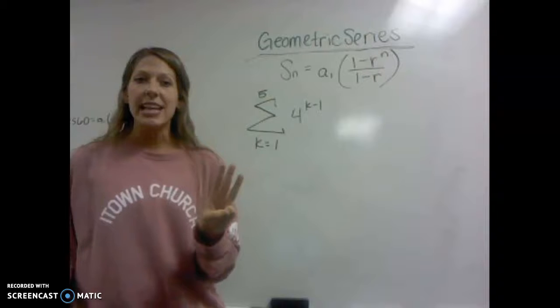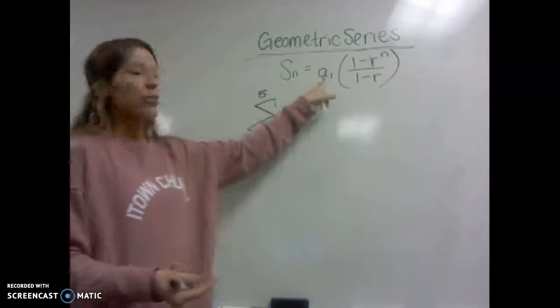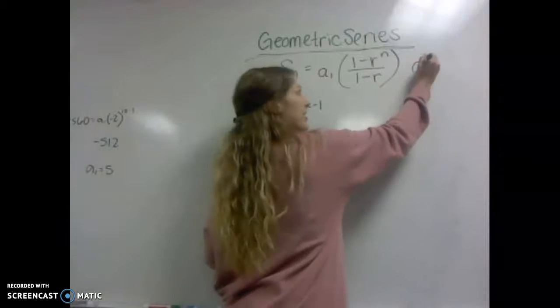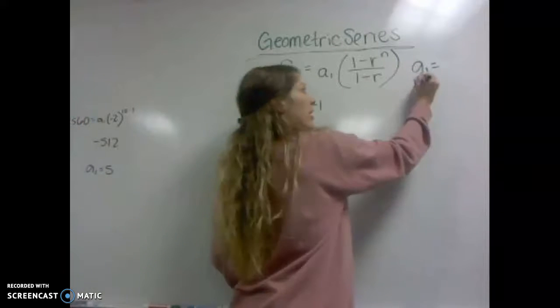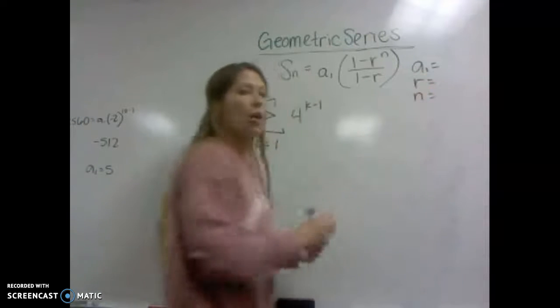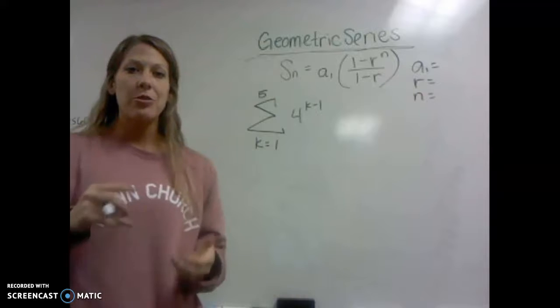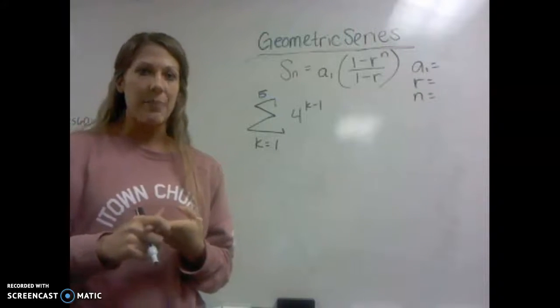So there are 3 things that you need to know for the shortcut. You need to know the first term. So every time we need to ask ourselves, what's the first term? We need to know the common ratio. And we need to know how many terms there are. Those 3 things we need to know every single time.